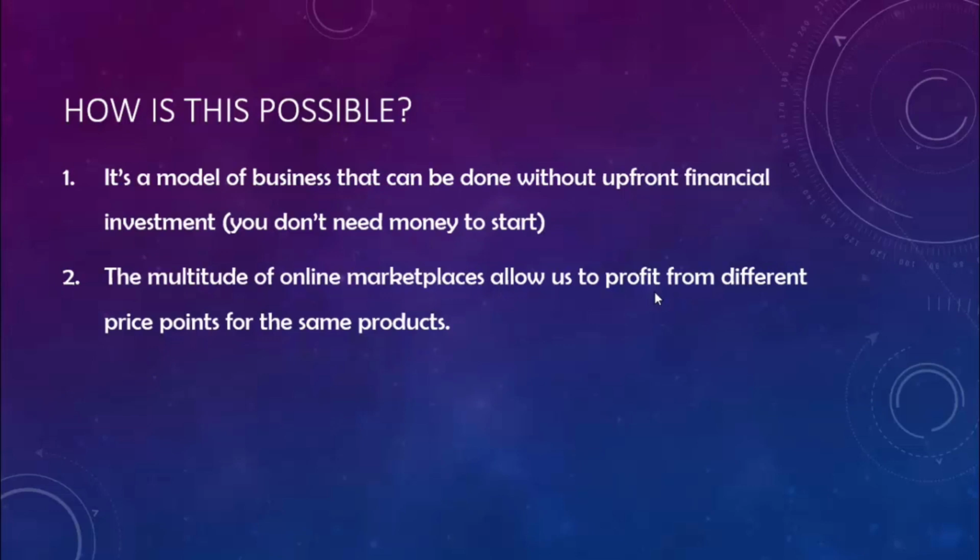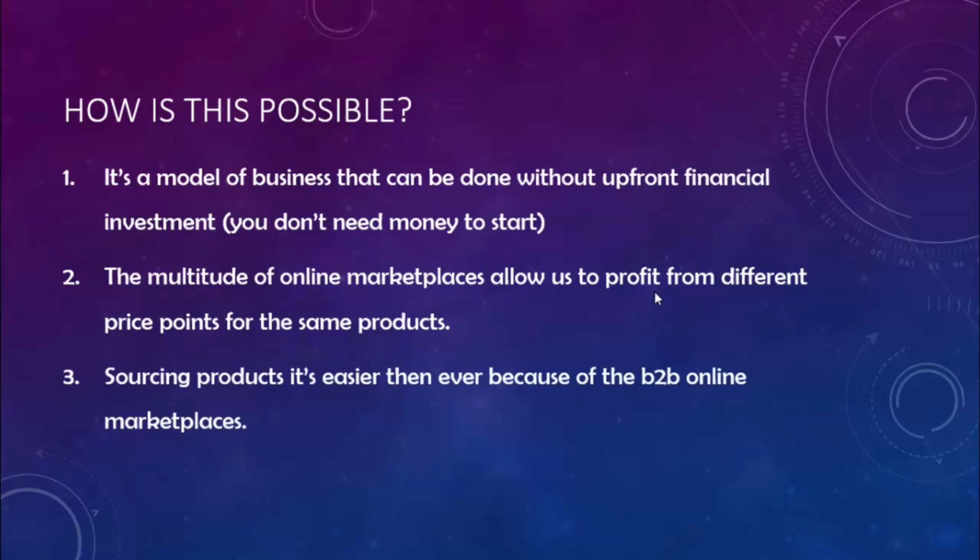Okay, so for example, a product that in the United States is sold for $15, it's very likely that in Europe can be sold for $20, but in India it's sold for $5, and maybe in Japan it's sold for $25. Okay, and we can easily profit and juggle with these prices, so we can actually take a profit from this. Okay. Now, sourcing products is also easier than ever because of the business-to-business online marketplaces.